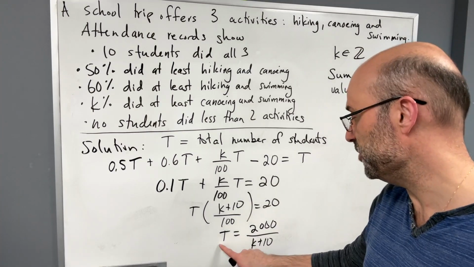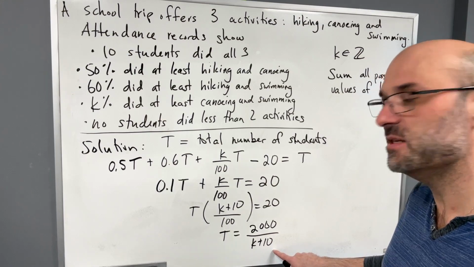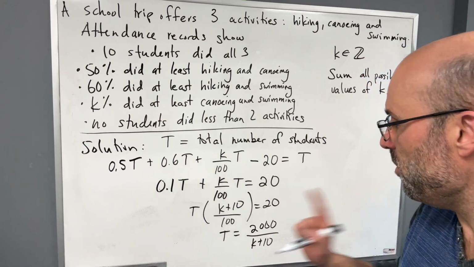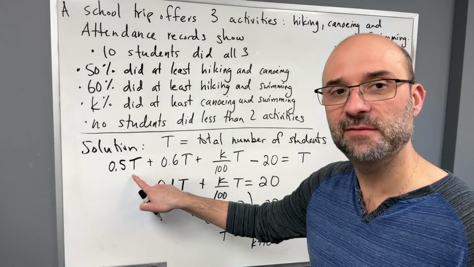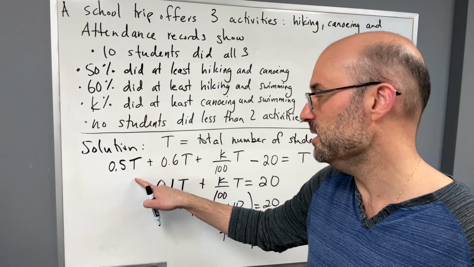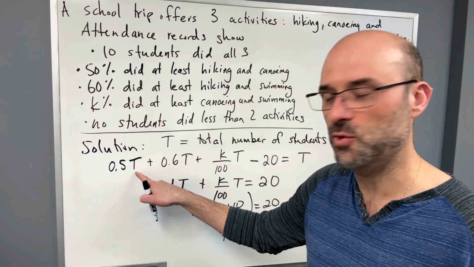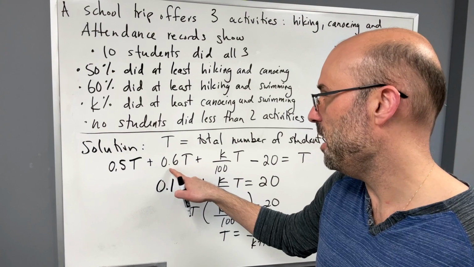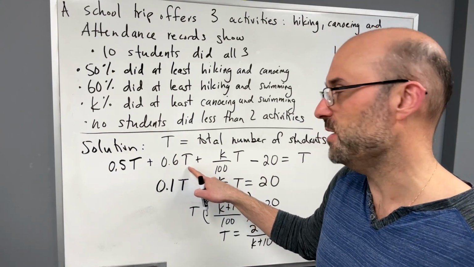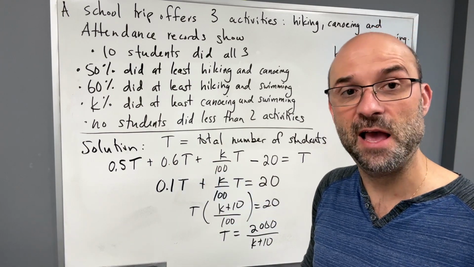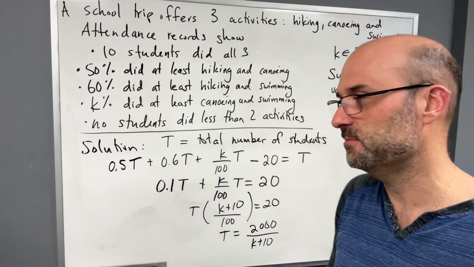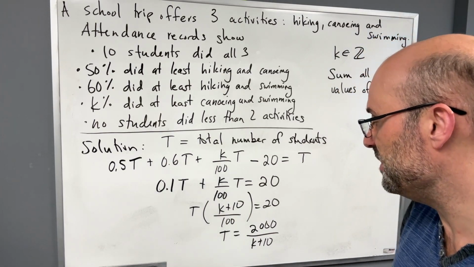I know that t is an integer, so that means that k plus 10 has to be a divisor of 2,000. But we actually know a couple more things here. We know that 0.5t has to be an integer, which means that 1/2 t is an integer. So t has to be divisible by 2. And 60%, which is 3/5, 3/5 t also has to be an integer. So t has to be divisible by 5. And if it's divisible by 2 and divisible by 5, that means it has to be divisible by 10. So we know that t has to be divisible by 10.